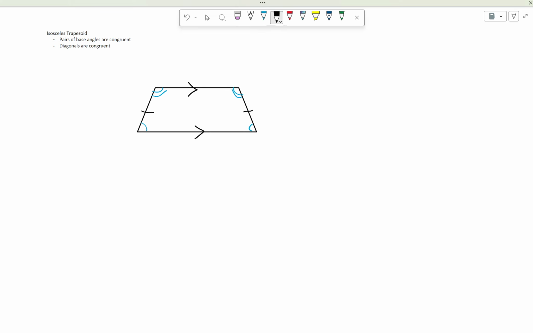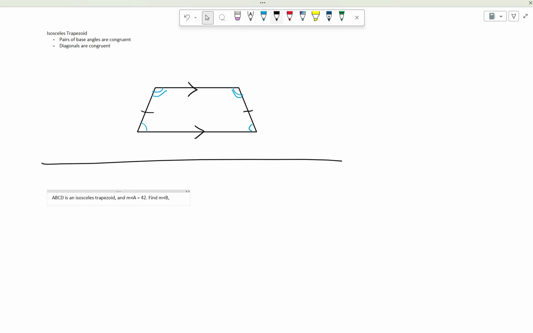Next up. This should be one that you're going to hope to have on your upcoming test next week. ABCD is an isosceles trapezoid, and the measure of angle A is 42. We're going to find the measure of angle B, the measure of angle C, and the measure of angle D. We weren't given any picture.